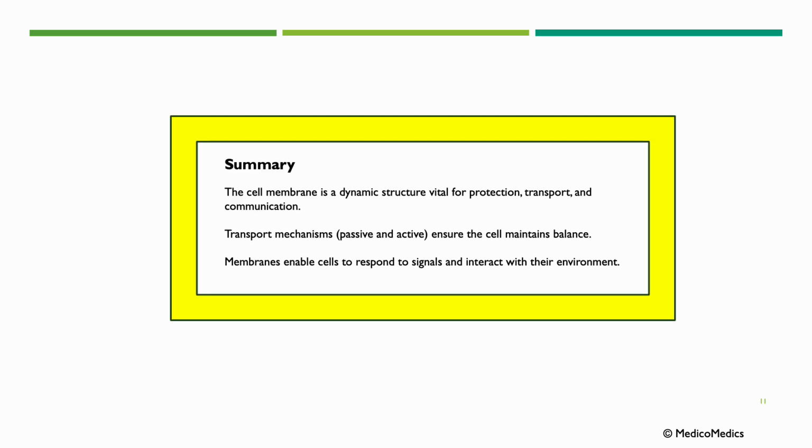In summary then, the cell membrane is a dynamic structure vital for protection, transport, and communication. Transport mechanisms, passive and active, ensure the cell maintains balance. And if you remember, we had passive transport like osmosis, facilitated diffusion, and diffusion. When we talk about active transport, what is absolutely crucial is to remember the use and need of ATP to make it happen. And active kind of implies that activity is involved, right?